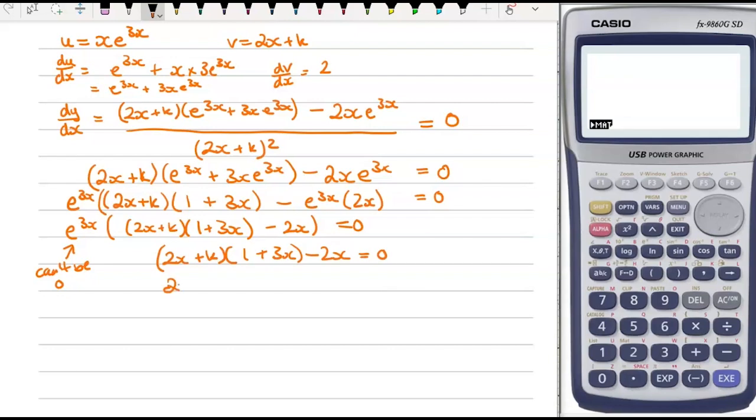Now expanding those brackets out, we get 2x plus 6x squared plus k plus 3kx minus 2x is 0. So that's 6x squared. This 2x cancels with that one, so we're left with 3kx plus k equals 0.